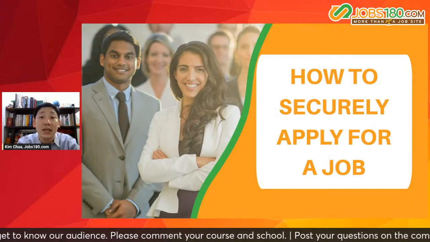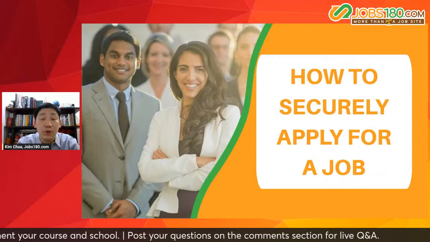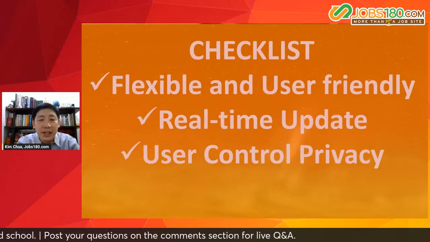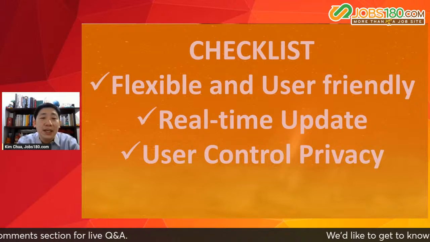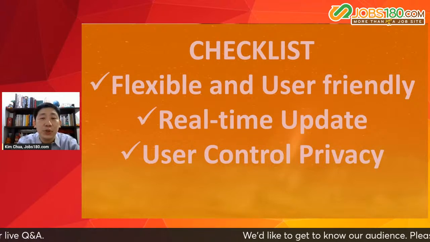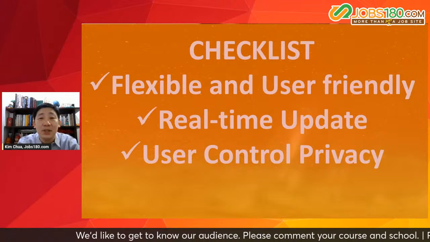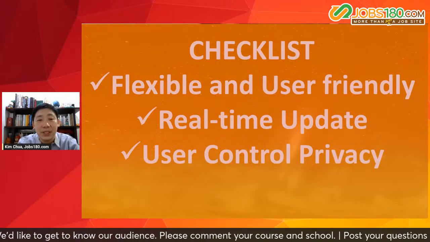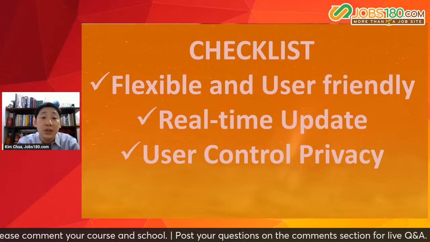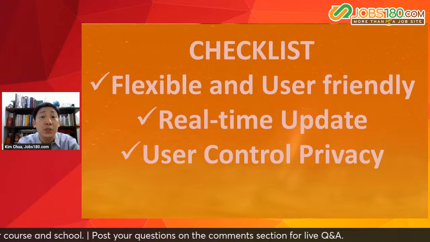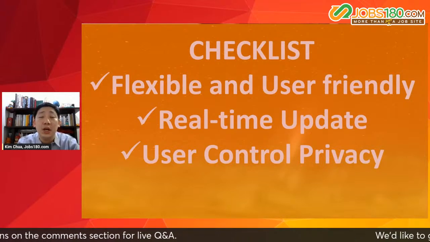So in this segment, let me just focus on how you will be able to securely apply for a job. Okay. So here I have a few checklists. These are the checklists that I think you should have in terms of the tool or the platform that you'll be using in ensuring that you are securely applying for a company. So the first item in my checklist is that you have to have a flexible and user-friendly tool. Okay, something that is so easy to use and yet adaptable to a lot of platforms.